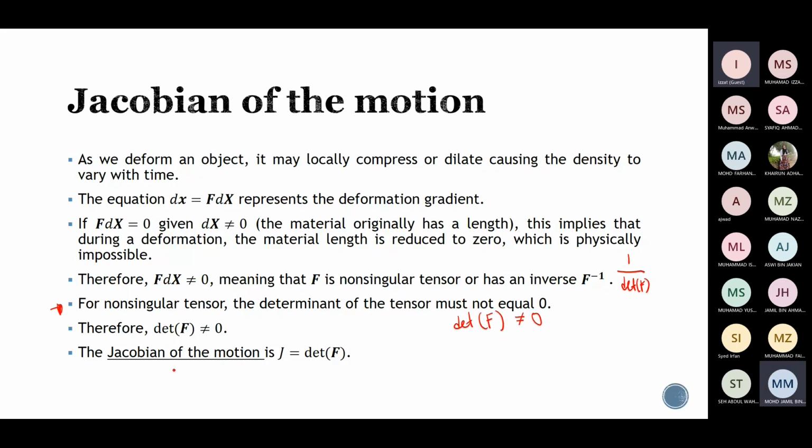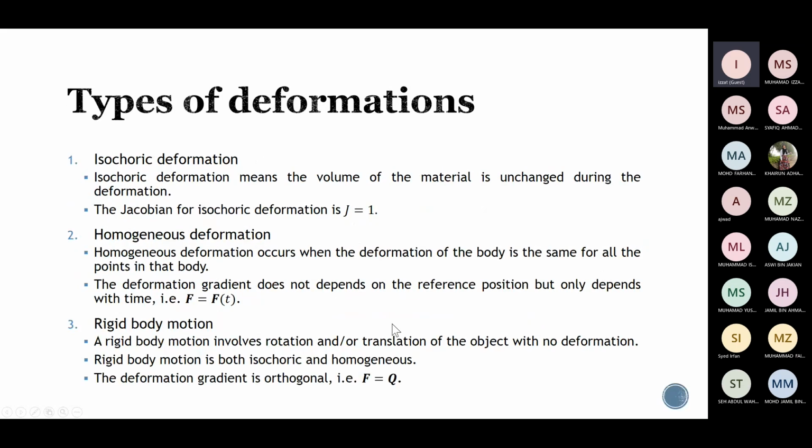Okay, so the Jacobian of the motion is basically this equation: the Jacobian J equals the determinant of the deformation gradient. So this is an important thing that you need to remember. The Jacobian is just the determinant of F. Okay, so from the Jacobian, we can determine the types of motion or the types of deformation.